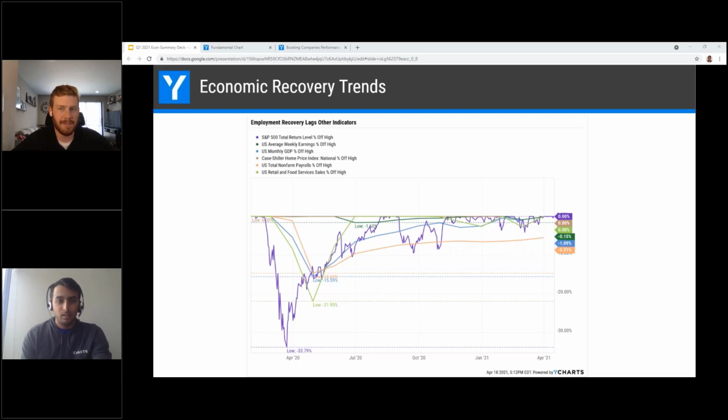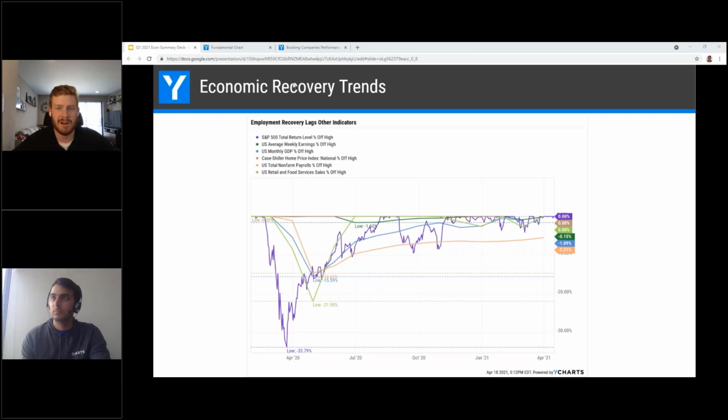So this is a percent off high chart, like Rushi mentioned earlier. And we can see that the stock market, personal earnings, GDP, housing, and retail sales are all back to setting new highs up near the top level on the chart. And only employment is below its pre-COVID levels. Thankfully, it continues to trend in the right direction, but this is a good slide to talk about. If you remember back in 2020, a lot of the narrative was the stock market was recovering, but the economy hadn't. And this visual puts that into context a little bit better.